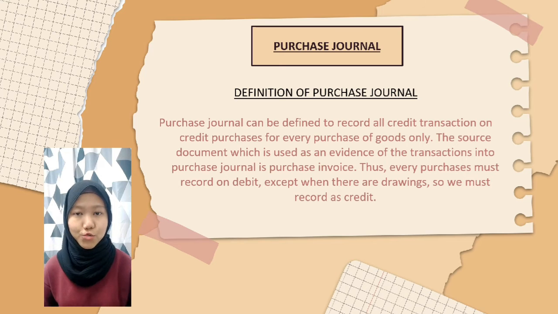Next, I will continue with my next part, which is purchase journal. Purchase journal can be defined as recording all credit transactions on credit purchases for goods only. The source document used as evidence of the transactions into purchase journal is the purchase invoice. Thus, every purchase must be recorded as a debit, except when there are drawings, which we must record as a credit.